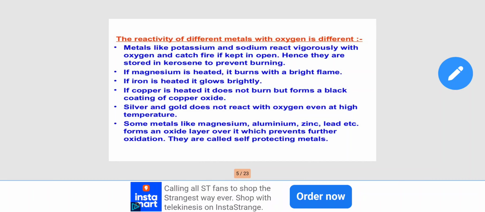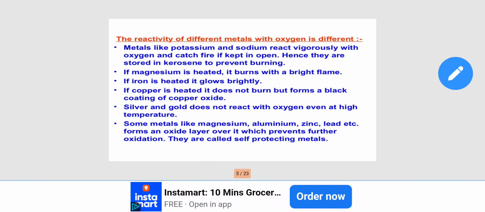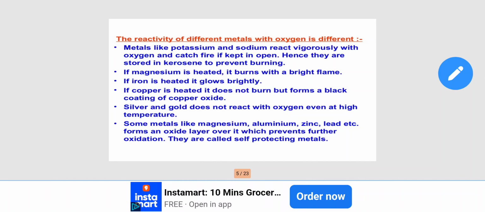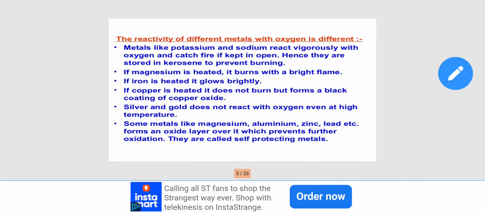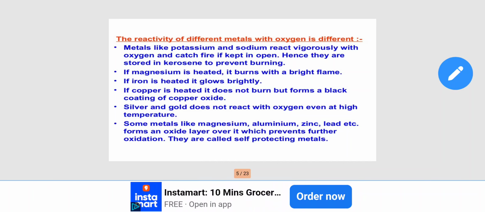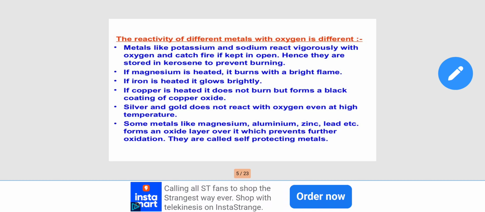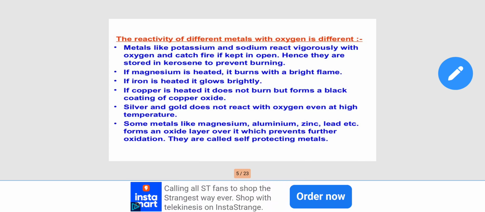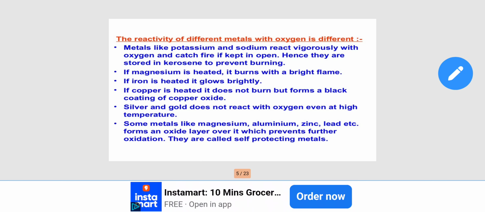If magnesium is heated, it burns with a bright flame. If iron is heated, it glows brightly. If copper is heated, it does not burn but forms a black coating of copper oxide. Silver and gold do not react with oxygen even at a high temperature. Some metals like magnesium, aluminum, zinc, lead, etc. form an oxide layer over them which prevents further oxidation. They are called self-protecting metals.